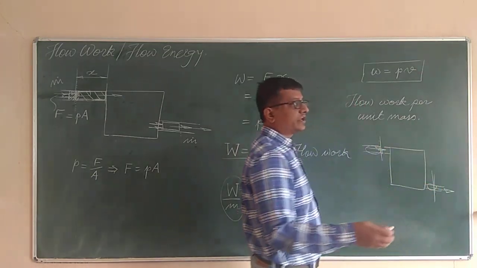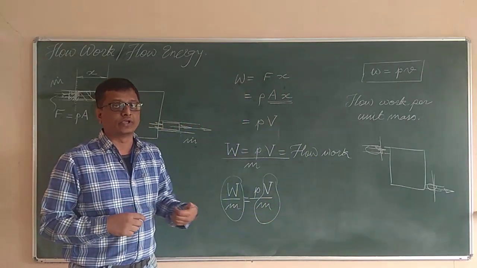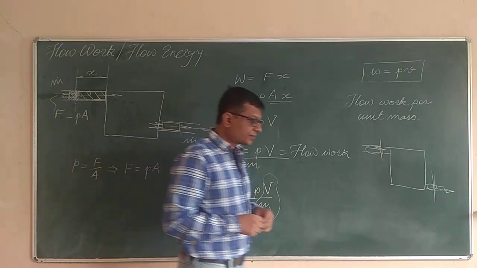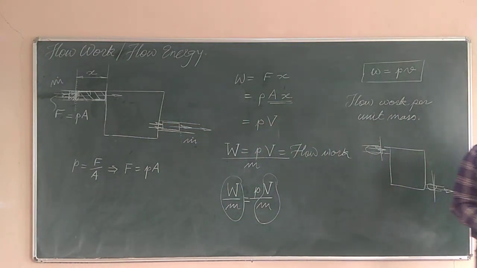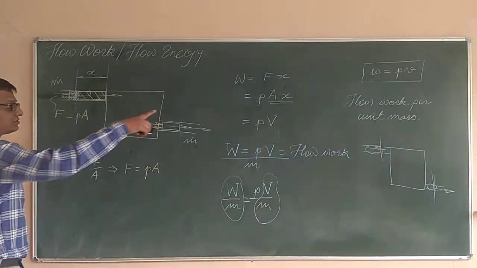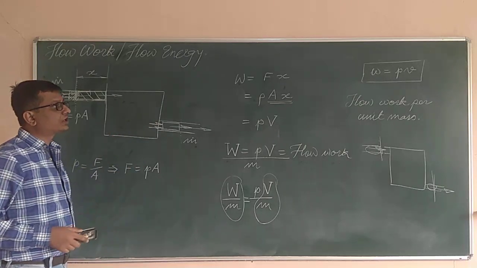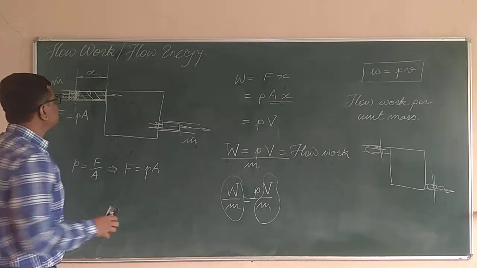The system, or any of the fluid, need not perform flow work on the other fluid so as to keep it flowing. And that is the reason in the case of a closed system we do not consider the flow work. Right? So remember this equation: the specific flow work, small w, we represent by P into small v, that is the specific volume.